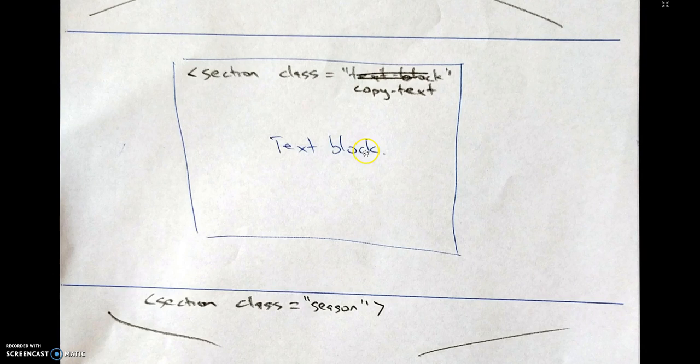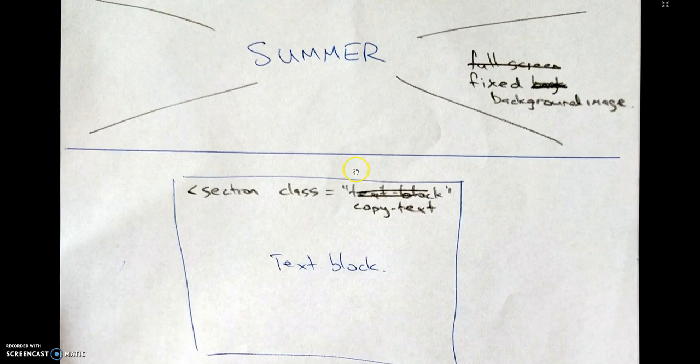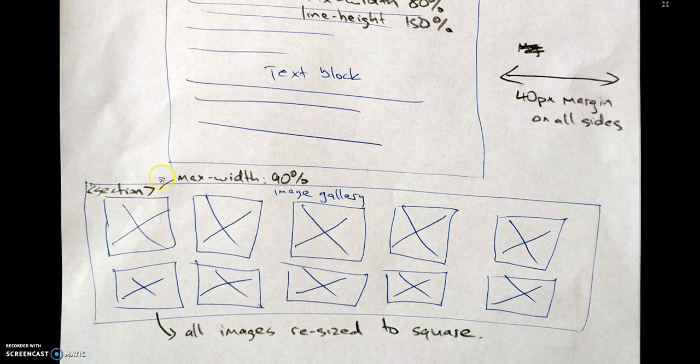So scrolling down quickly, you'll see that I have another text block here, same class name, and another one at the bottom. Okay, then I've roughly sketched out an image gallery here. I thought I'd make this a little bit wider. Again, it's going to be in a section, so we're going to have this container that goes around all of the images. So that'll allow us to constrain our images to a certain width overall, and then we can have each image sized individually within that. And I said all of the images will be resized to be square.